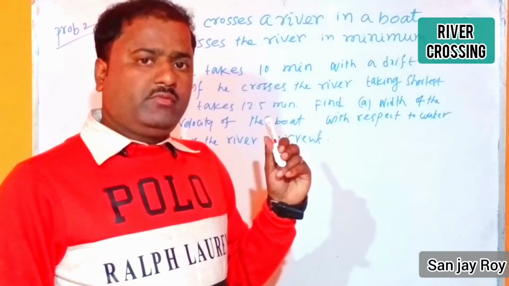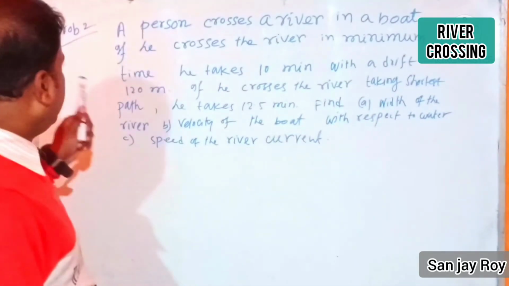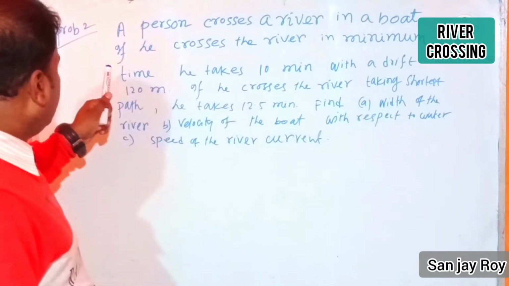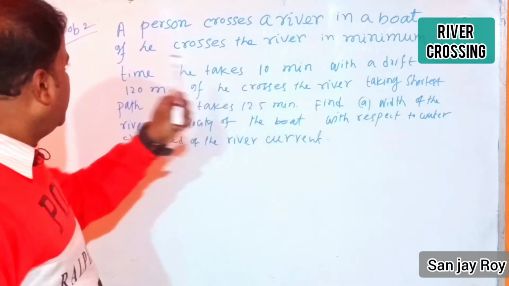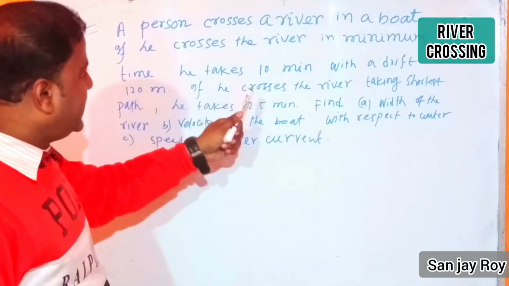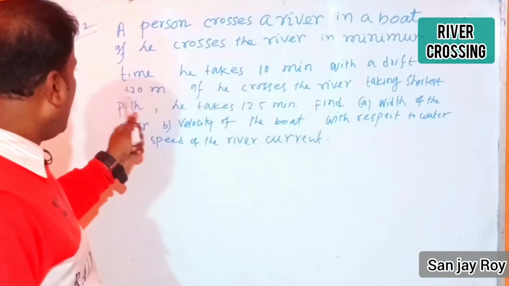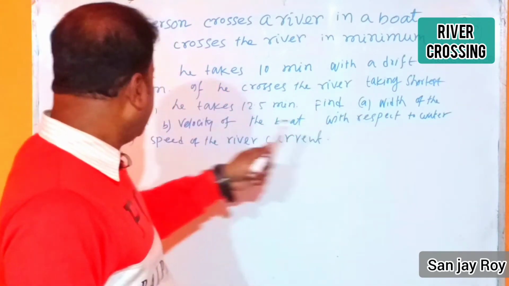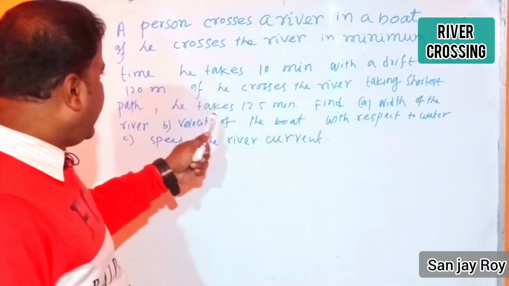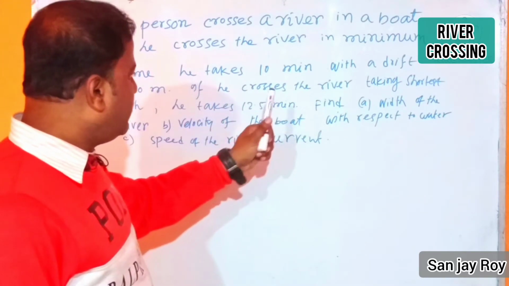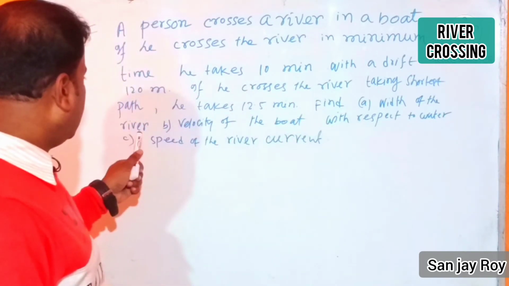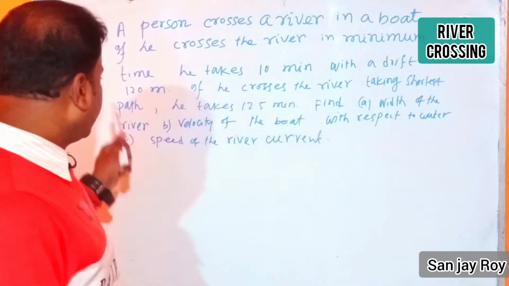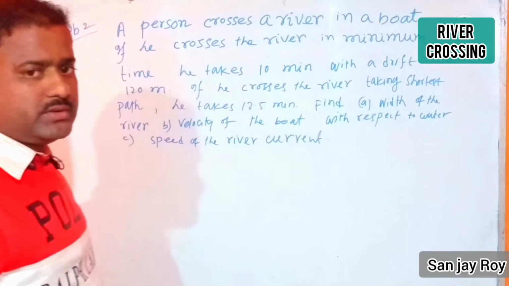See our second problem. A person crosses a river in a boat. If he crosses the river in minimum time, he takes 10 minutes with a drift of 120 meter. If he crosses the river taking the shortest path, he takes 12.5 minutes. Find the width of the river, velocity of the boat with respect to the water, and speed of the river current.